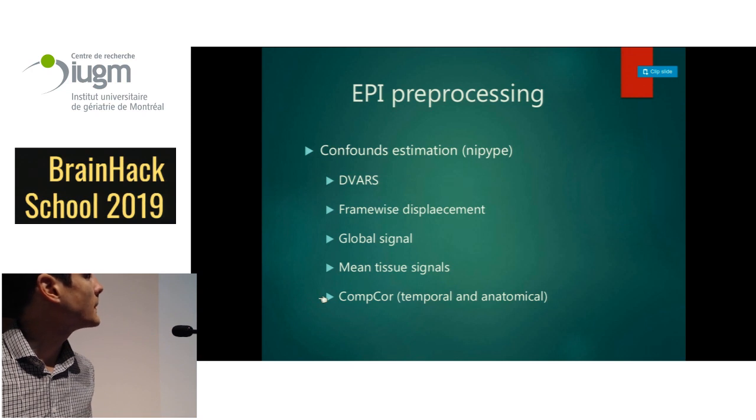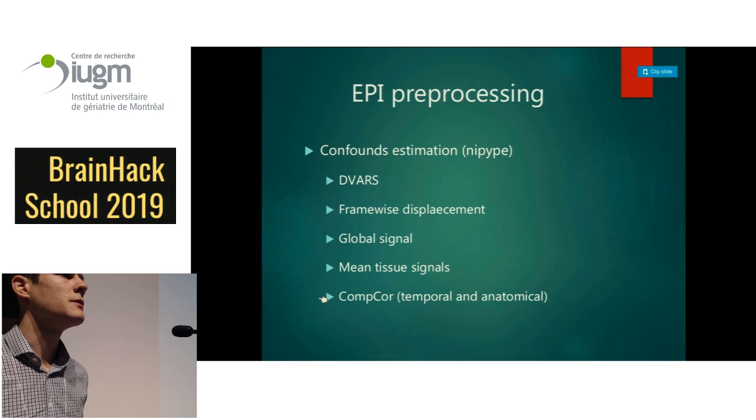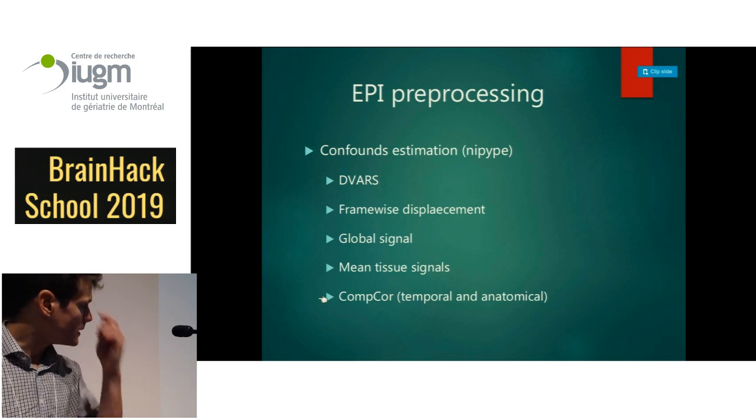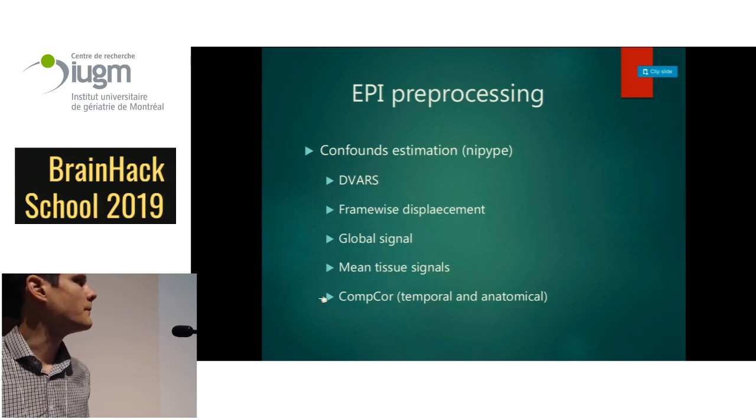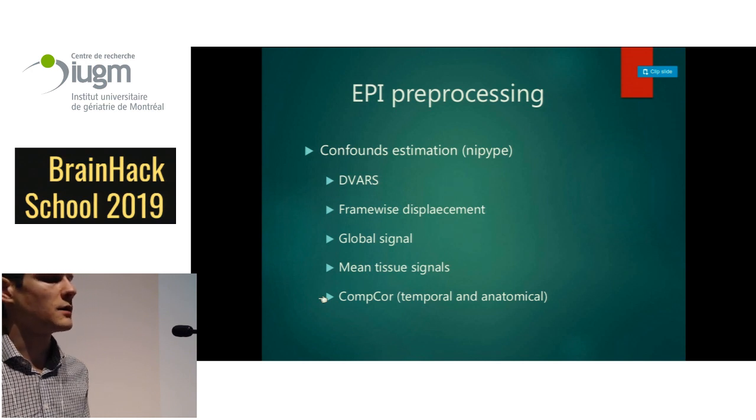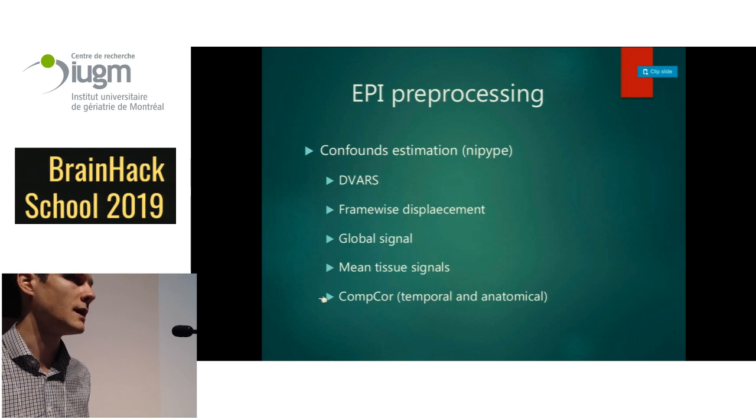So it's going to extract the frame-wise displacement, for example, which is the amount of motion between two TRs. The global signal, which is an average of all the time series in the brain, and sometimes it's really artifacted by motion and physiological noise. And also an average in different tissue. For example, we can extract the average in the white matter because we know there's not much activity there, and in the CSF also.